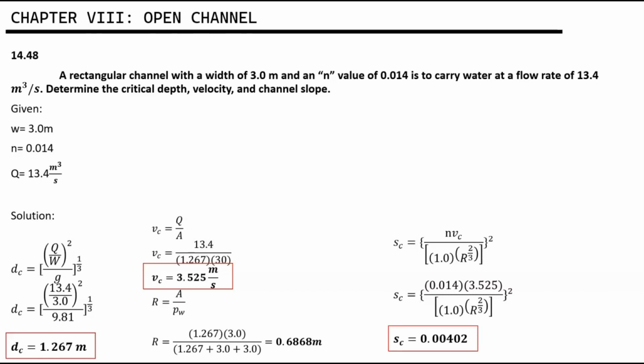And now, we have determined the value of the critical depth, which is equal to 1.267 meters, the value of velocity, which is equal to 3.525 meters per second, and the value of the channel slope, which is equal to 0.00402. So that's it.